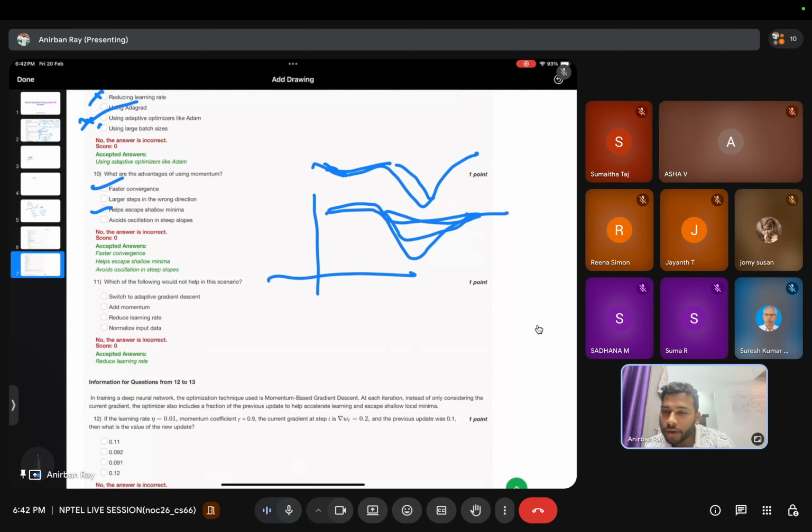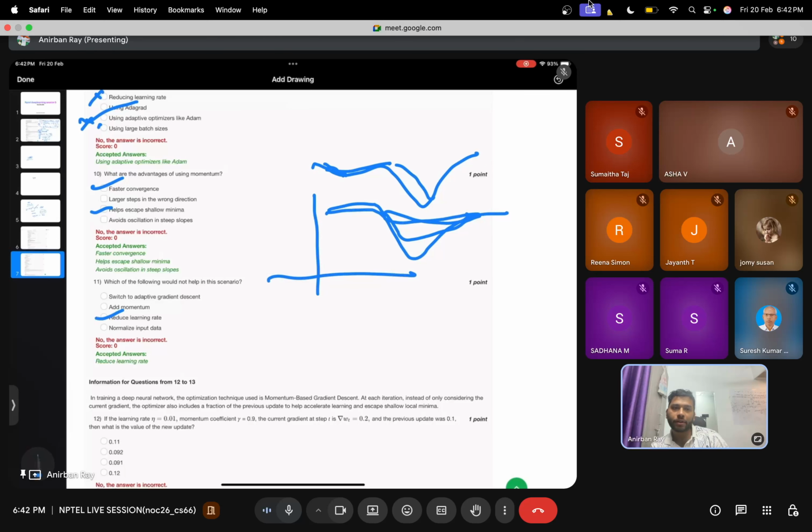Which of the following would not help in this situation? Reducing learning rate. Okay, so this is a simple answer, because it is already flat, and you are again reducing the learning rate, so that will not help the cause.